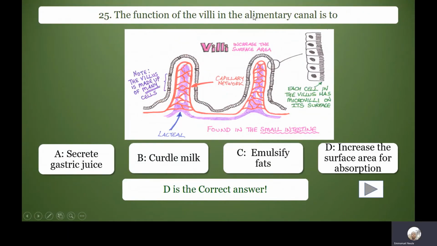The function of the villi in the alimentary canal is to increase the surface area for absorption. There are these finger-like projections on the surface of the inner lining of the ileum, the third part of the small intestine. It increases the surface area for absorption of nutrients. It's called villi.